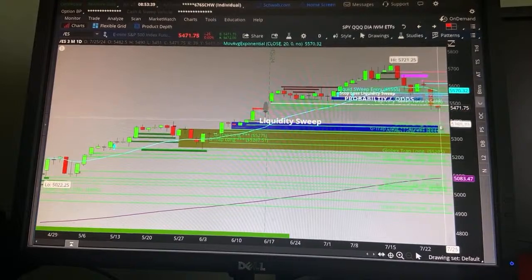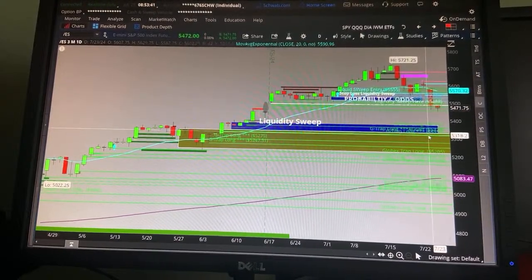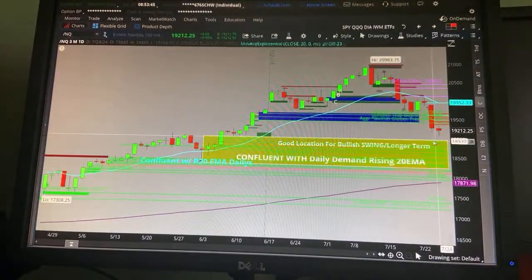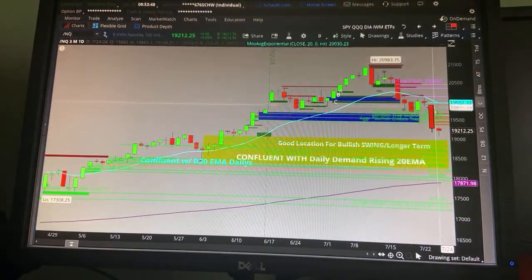So we mapped out a couple of levels down here. You see yellow and blue down in here. We'll get to that in a moment when I go over what's called Globex traps.